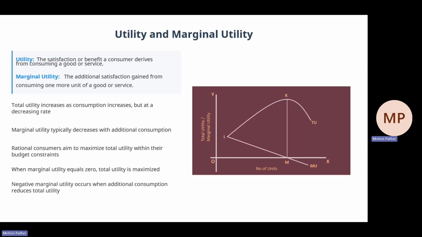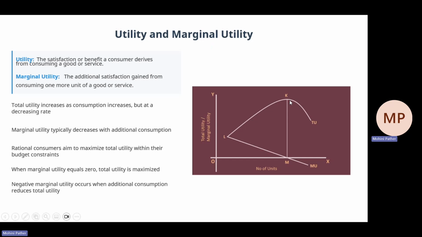Okay, so total utility increases as consumption increases, but it tends to do it at a diminishing rate. Rational consumers aim to maximize total utility within their budget constraints. So marginal utility typically decreases with additional consumption. That's why total utility and marginal utility on the bottom are measured differently. When marginal utility equals 0, total utility is maximized.